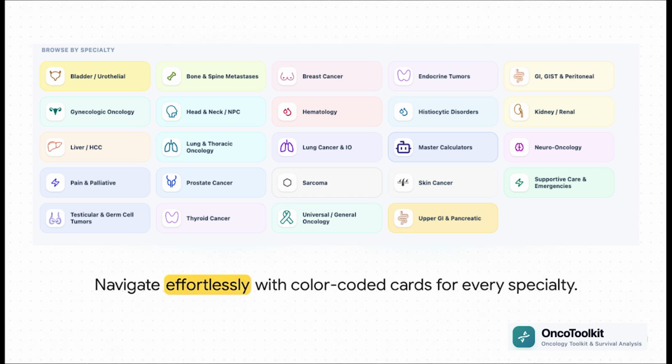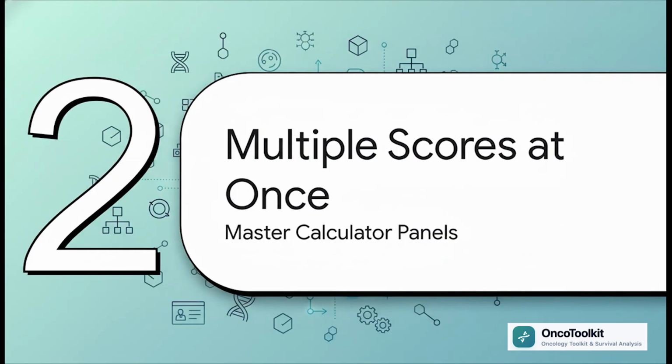And this is what that browsing feature looks like in action. It's designed to be super intuitive. Each specialty, from hematology to thoracic, gets its own color-coded card. It makes navigating visually just effortless. You can see the whole landscape of tools for any area at a glance. Okay, so you can find your tools in a flash.